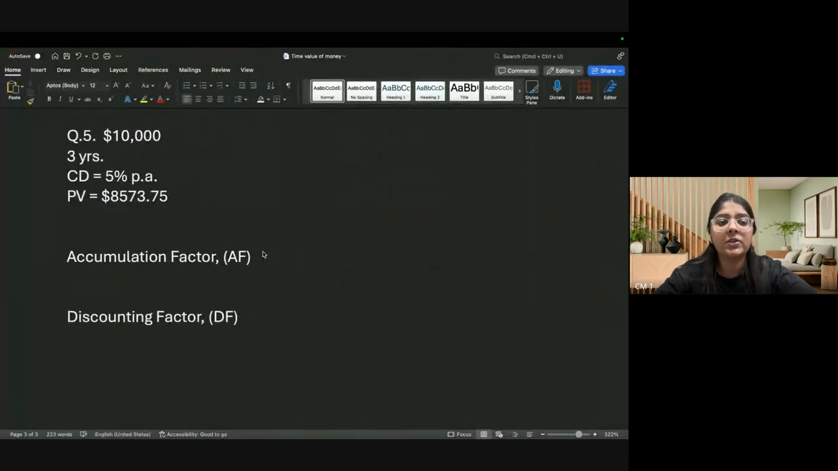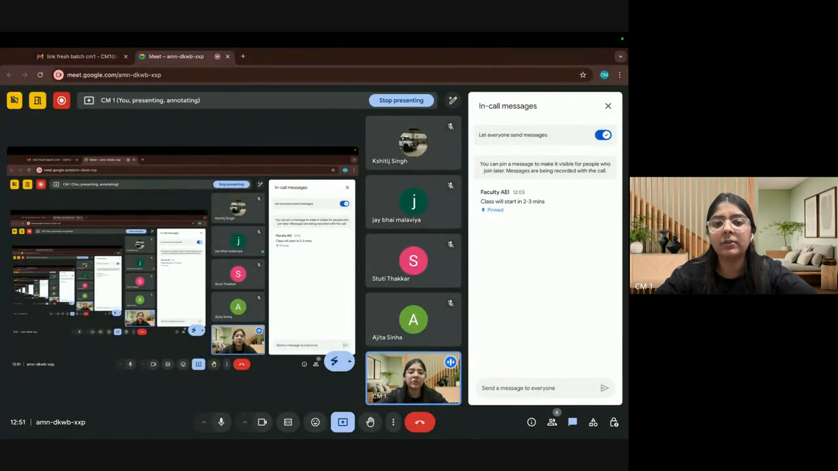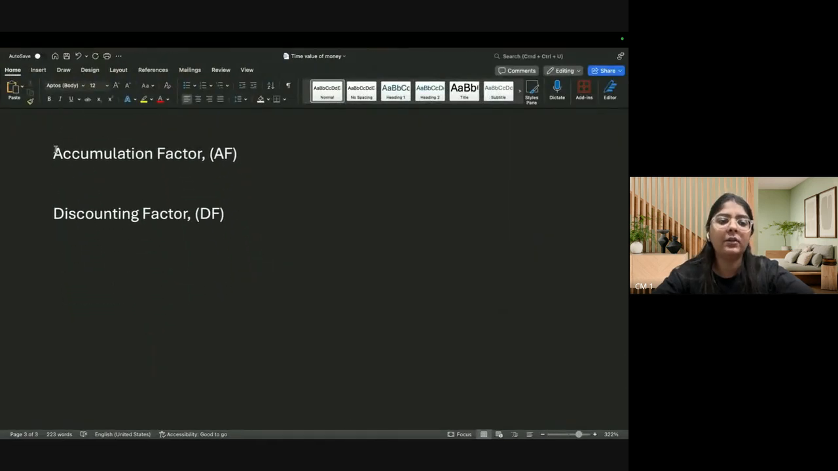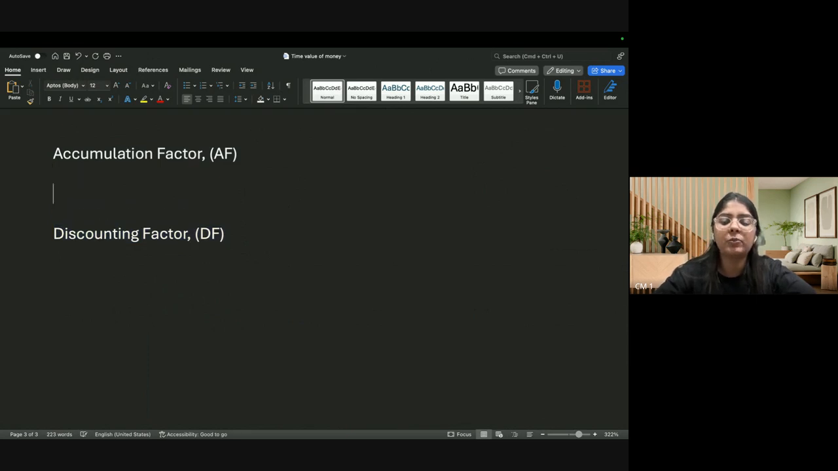All of the 5 questions are clear? Any doubts in any question? No, ma'am. Okay. Now we are coming to another concept. We will talk about what is an accumulation factor AF or a discounting factor DF. So basically accumulation factor is what you will multiply to your present value to get your accumulated value.